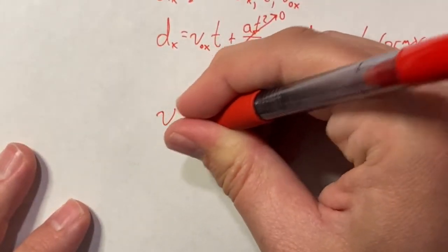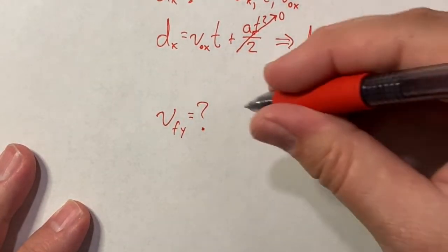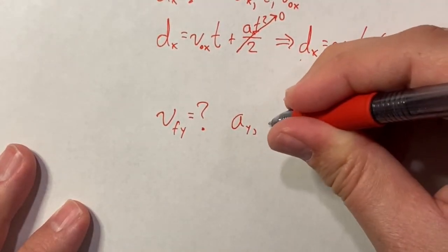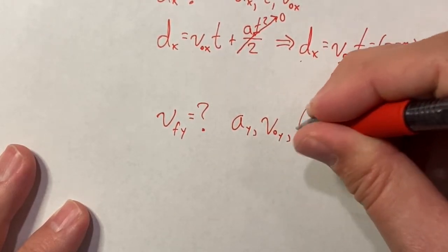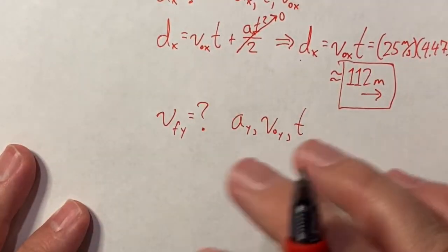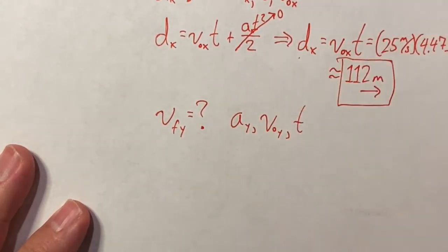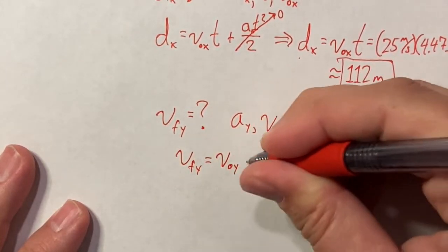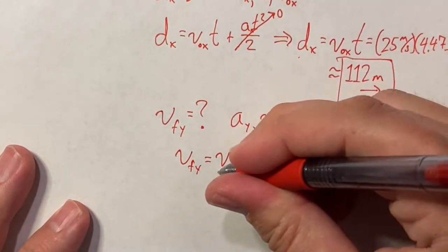So v final y is my unknown. And when I look up at my table, I can see that I have acceleration, I have my v original, and I have time. I'm going to point out that we could also have displacement, so we actually have plenty of equations to choose from, but the one that is the easiest uses these three givens because it's v final y equals v original y plus a t. It's already set up for us in the way that we want it.